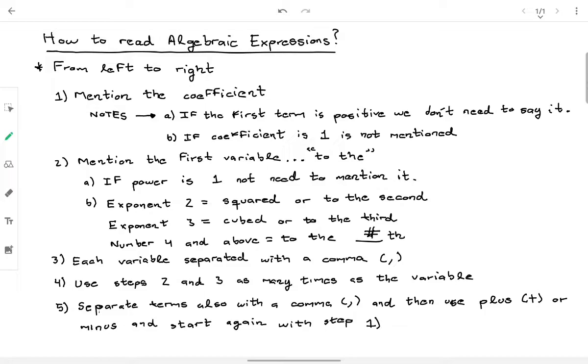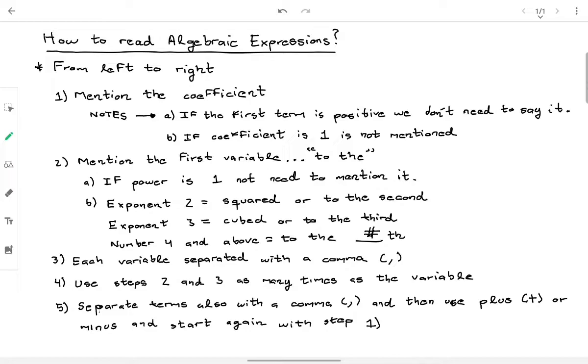The first step is to mention the coefficient. There you have a little note: if the first term of the whole algebraic expression is positive, we don't need to say it. We don't need to say that it's positive. We can start only with the coefficient, and it will be understood that it's positive. But if the first term is negative, we need to use the word minus or negative in order to name the algebraic expression.